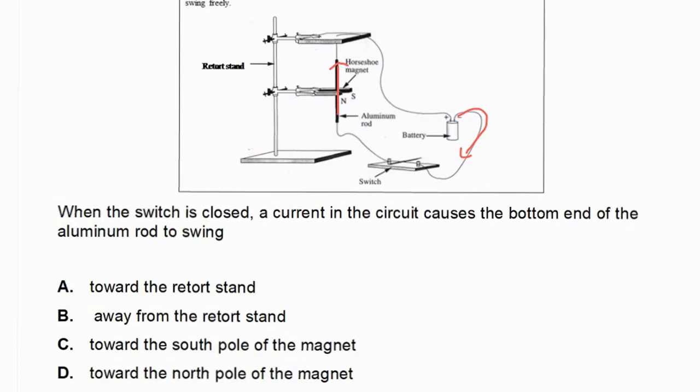My fingers are the direction of the external magnetic field. I see the north end is here, the south is there. So in between the horseshoe magnet, my fingers should be going into the page. So my thumb should be up, fingers going into the page, which means my palm is facing to the right. So when I turn it on, that aluminum rod is going to go away from the retort stand, the direction of the magnetic force.